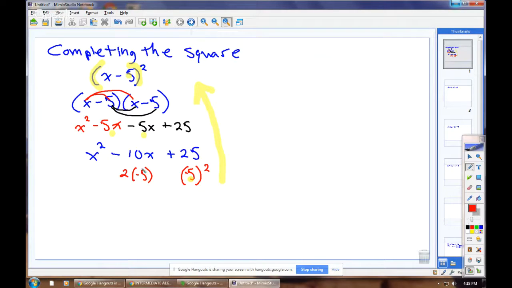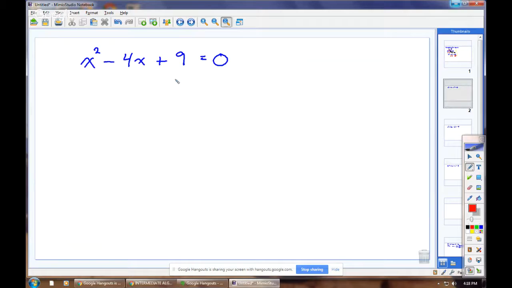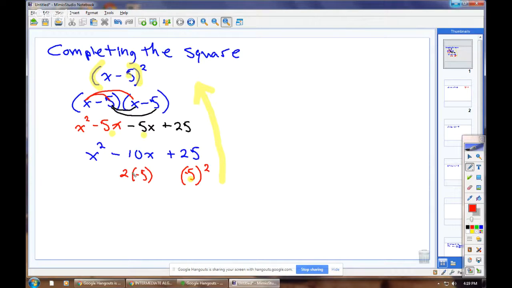To do that, we take the observation that the middle term is double some special number. To undo that, we take the middle term and cut it in half. So -4 is my middle term, and I cut it in half. That gives me -2, right? That number right there, like when I cut -10 in half and get the -5, that's the magic number that goes inside the square.